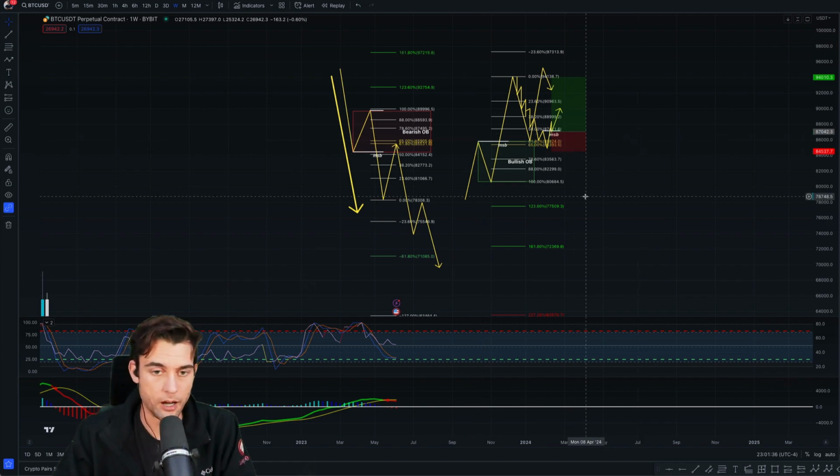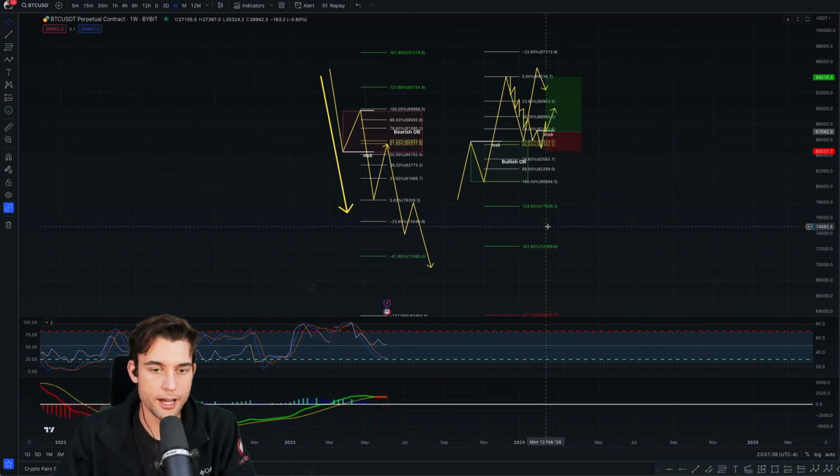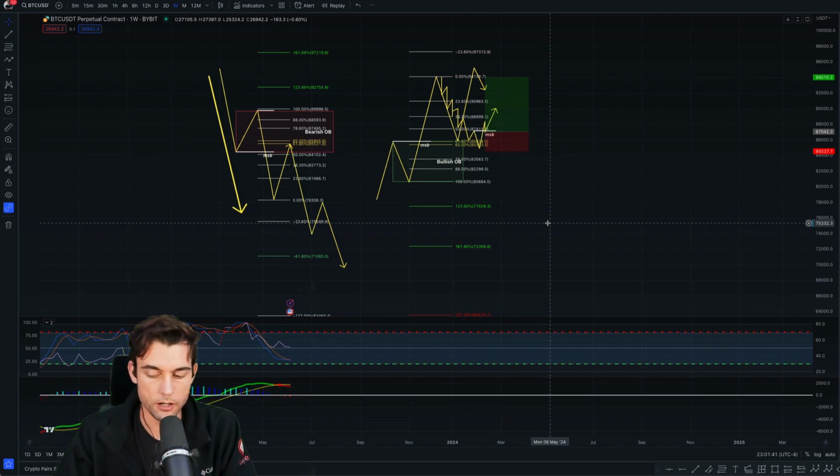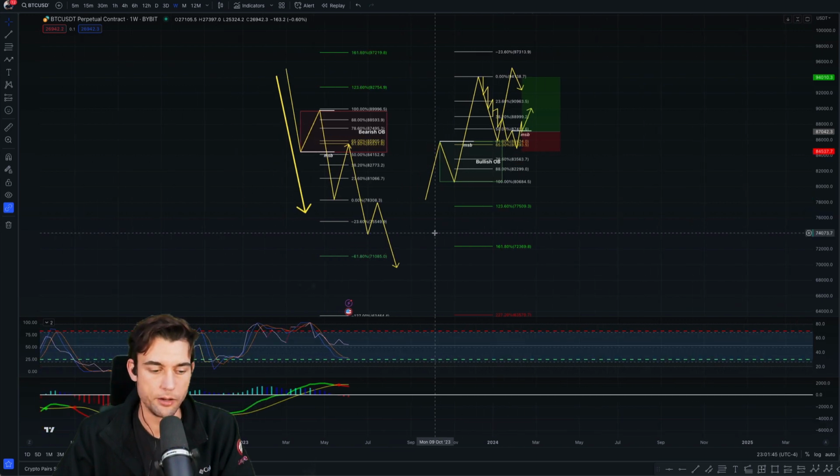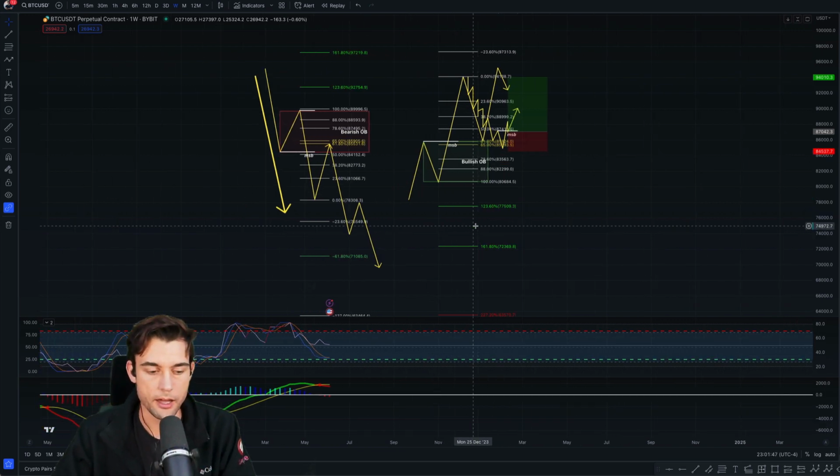1% of my account. It really depends on what I see in terms of what the candles are doing, and how confident I am in the trade and everything else that's going on, right? So I'll bet anywhere between 1% of my account to 5% of my account.